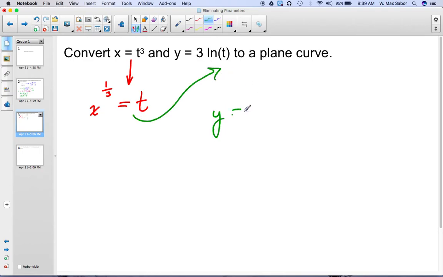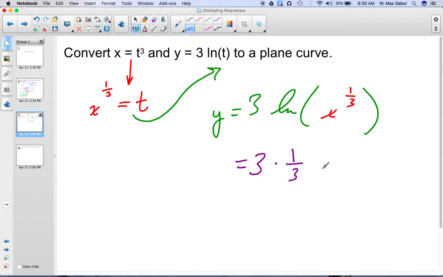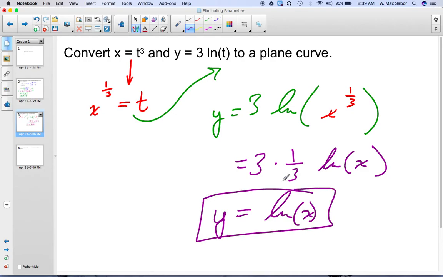So y equals 3 times the natural log of t. t is x to the 1/3. And now by our exponent rules, we can say that this is 3 times 1/3 natural log of x. So in other words, y is the natural log of x. So that's our plane curve.